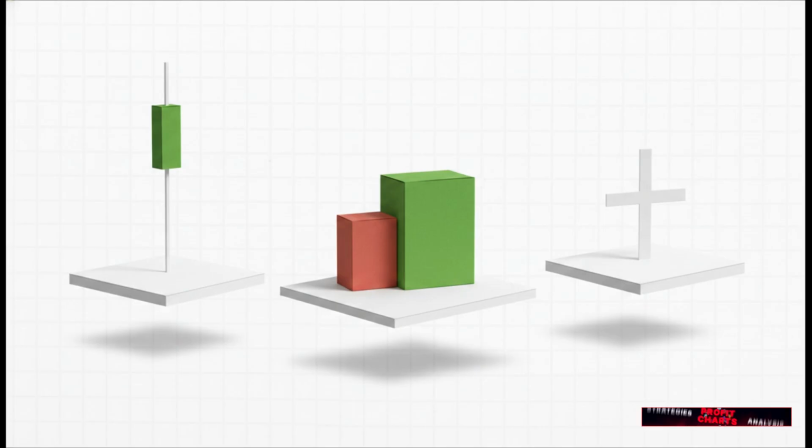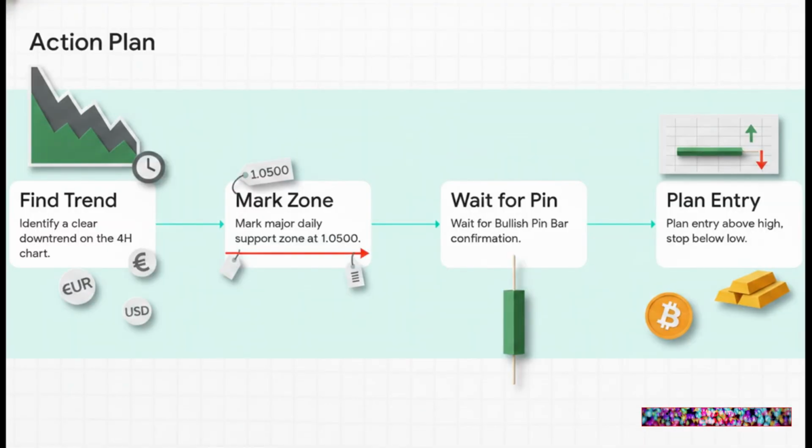But hey, context is literally everything here. A pin bar in the middle of a choppy range? Totally meaningless. A pin bar slapping right into a major support zone? Now that is your trigger to act. Let's put this into a step-by-step blueprint.